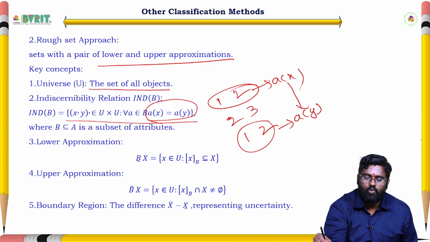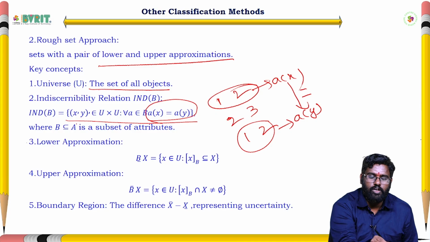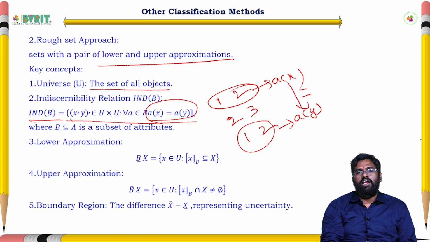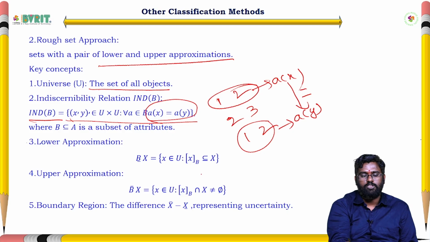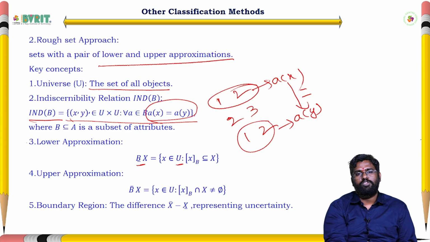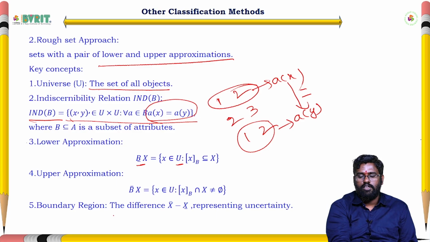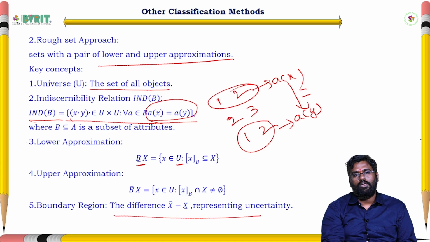If A of x is equal to A of y, we need to consider that in our indiscernibility relation, that is A of x and A of y. Then lower approximation means that it belongs to the universe. There is a negation for this one. Upper approximation means the opposite, the last one for this given set. Finally, we have to write the boundary representation. What is the uncertainty rule will be there, and whether the value exists in the given set or not.